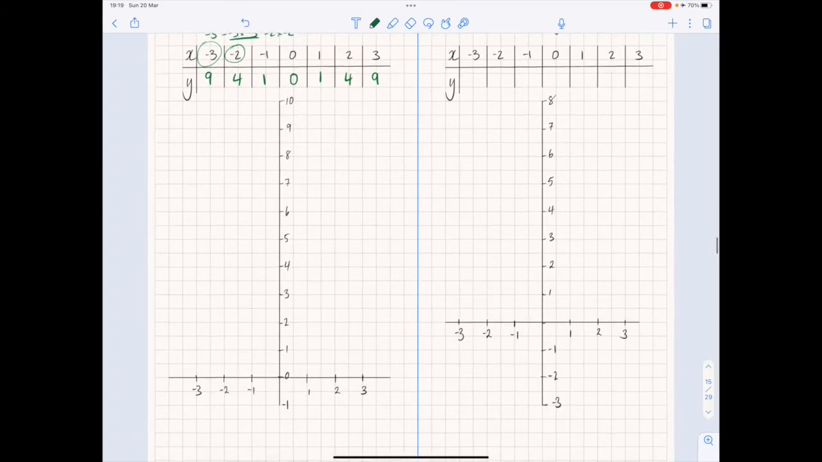From here, you need to plot it. It's similar to when we did linear graphs. If you haven't watched that, there's a video on linear graphs. You are taking these as your coordinates. So minus 3 is my x value, 9 is my y value. So I go to minus 3 and then up to 9, put a cross. Minus 2, up to 4, put a cross. Minus 1, 1, 0, 0, 1, 1, 2, 4, and 3, 9, and I have a nice graph drawn.